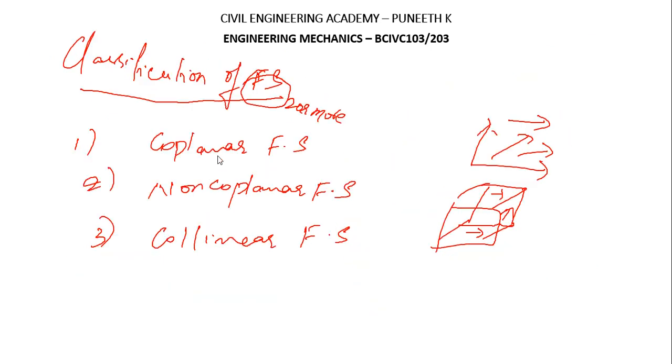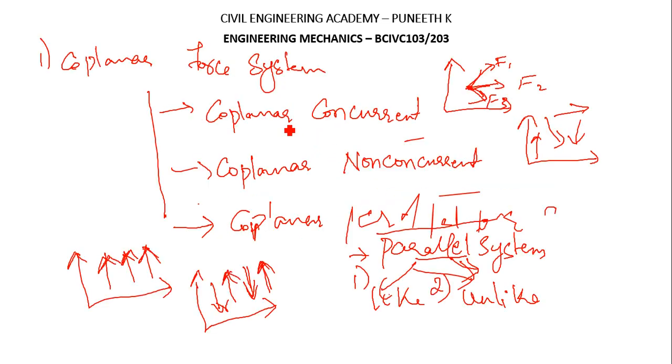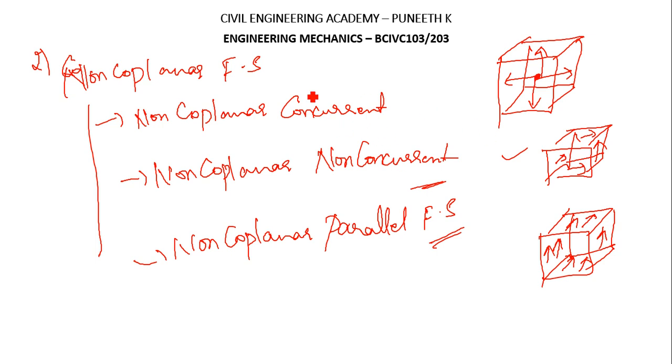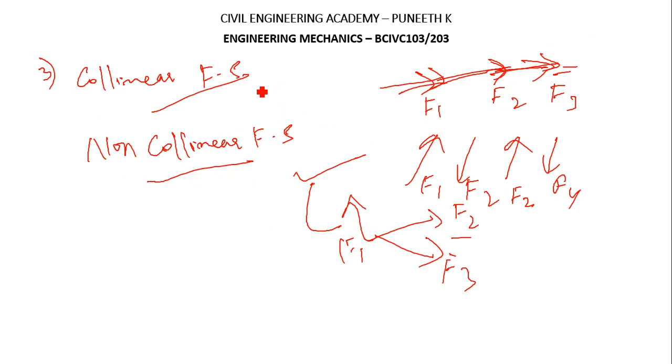So under the classification of the force system, there are three major categories: coplanar force system, non-coplanar force system, and collinear. Under coplanar you have coplanar concurrent, coplanar non-concurrent, and coplanar parallel force system. Under the coplanar parallel force system you have unlike and like systems. Under non-coplanar force system you have non-coplanar concurrent, non-coplanar non-concurrent, and non-coplanar parallel force system. Under the category of collinear you have two: collinear and non-collinear. So this is the answer with respect to what is force system and what is the classification of force system.